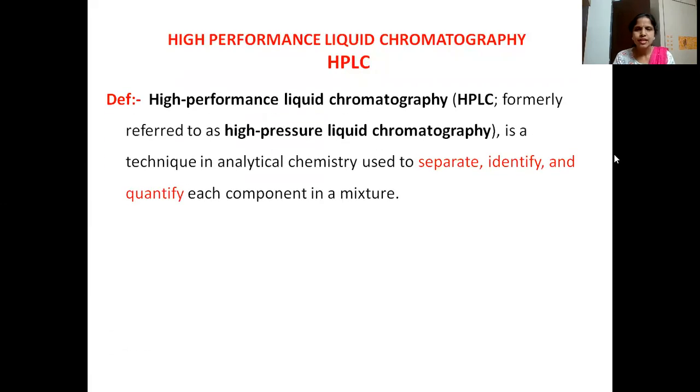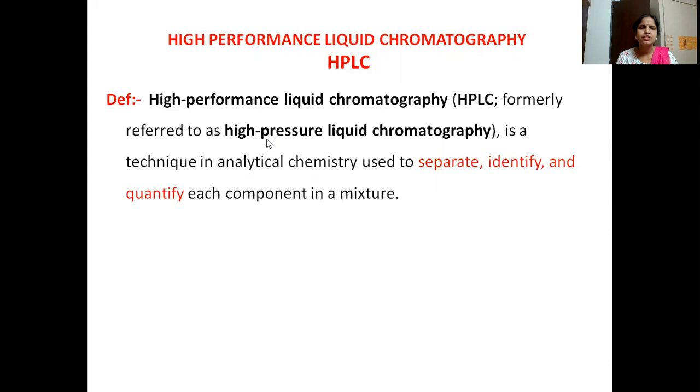So HPLC, like other chromatography techniques, is also used to separate, identify, and quantify each component in a mixture. It was formerly referred to as high pressure liquid chromatography, because in this technique we apply pressure for the separation.